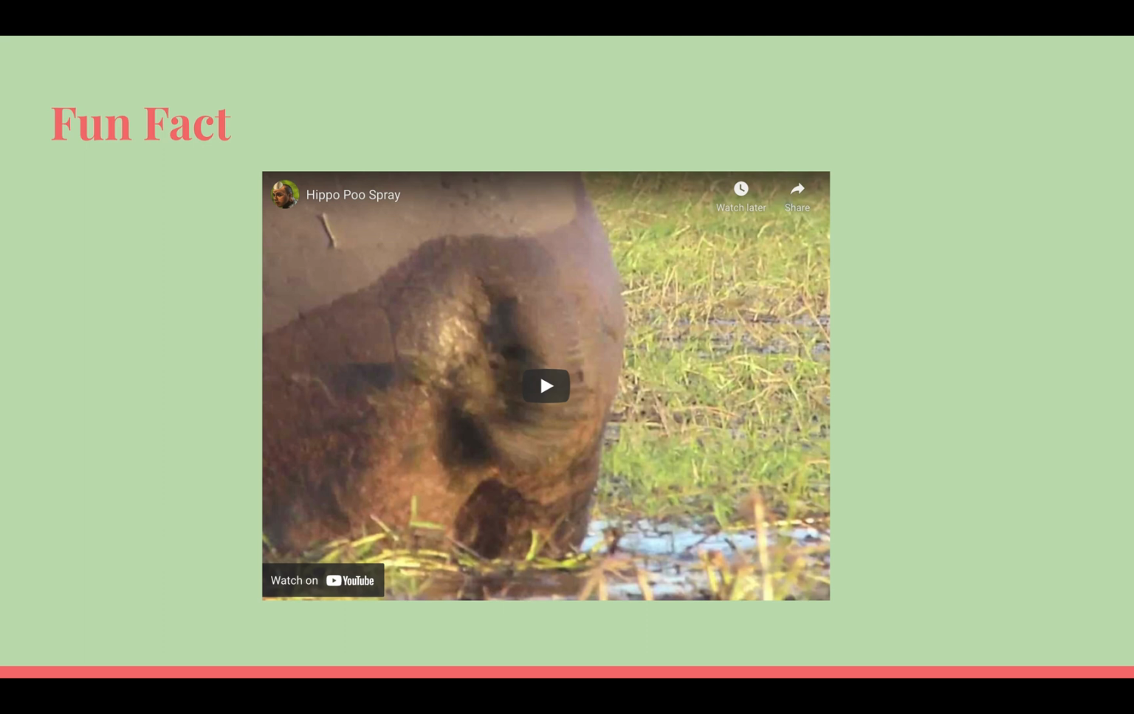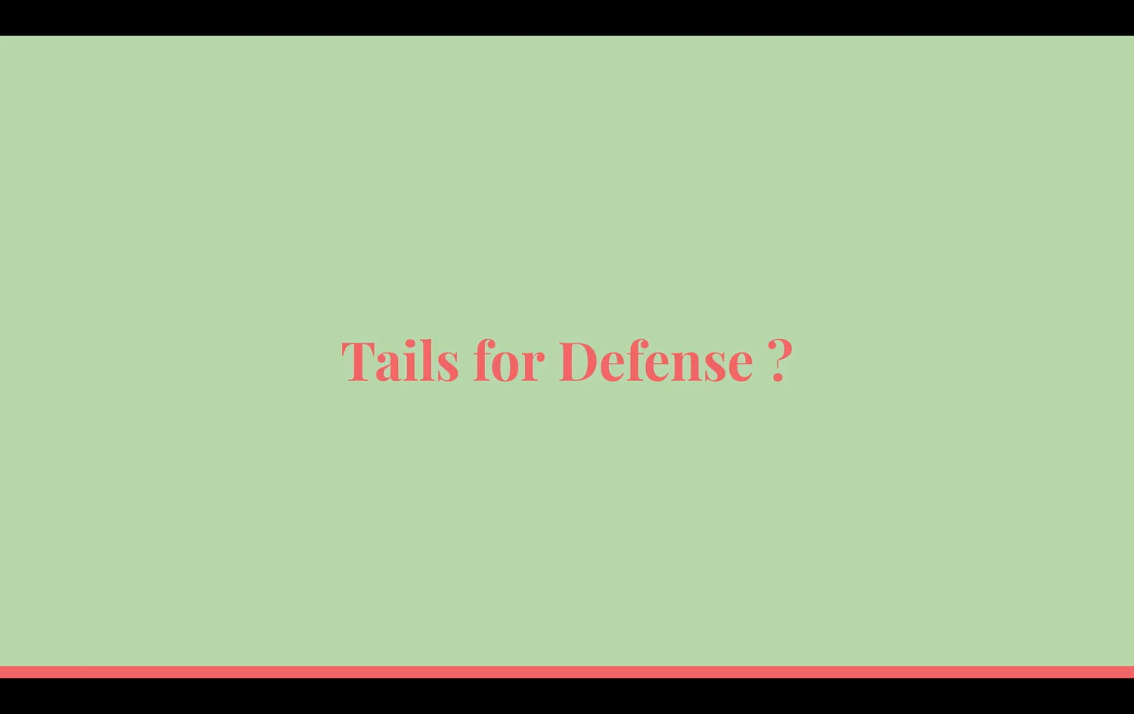So as you saw in the video, male hippos spin their tails around to fling their poop, and the reason they do this is so they can mark their territory and impress other females. What vertebrate animals can you think of that use their tails to defend themselves? If you said porcupines, snakes, kangaroos, lizards, and/or stingrays, you are correct.